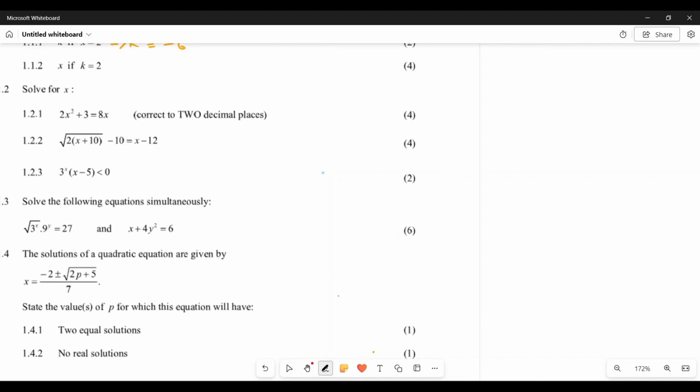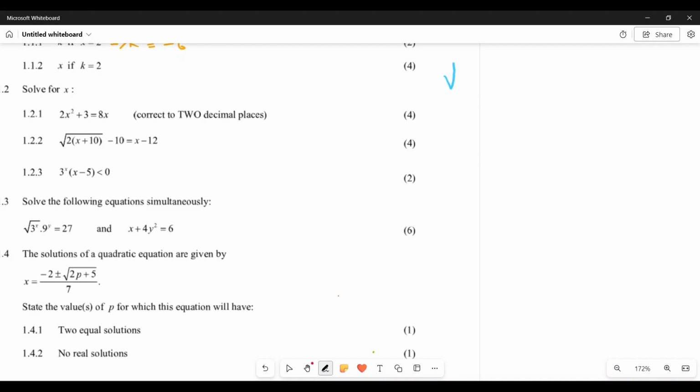Now, for the next question, we need to try and also solve for x in this instance. The first step that we're going to apply here is that we're going to try and remove the square root, right? And let me show you how we can go about doing that. So we're going to take the negative 10 to the other side, right?